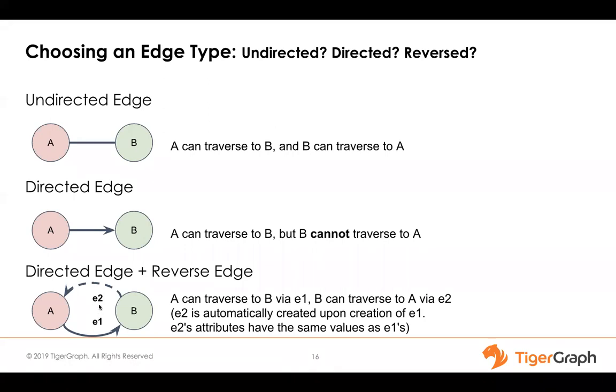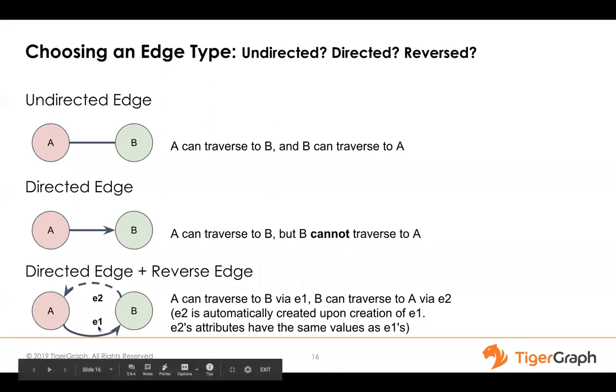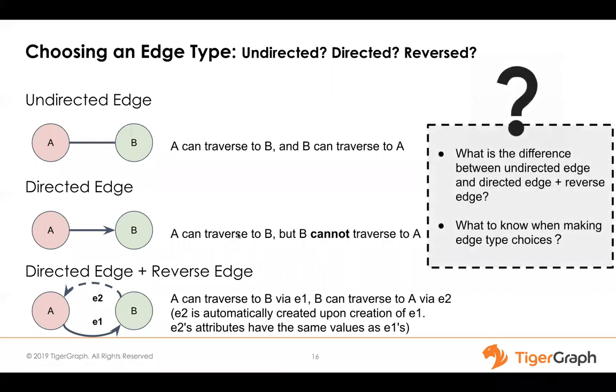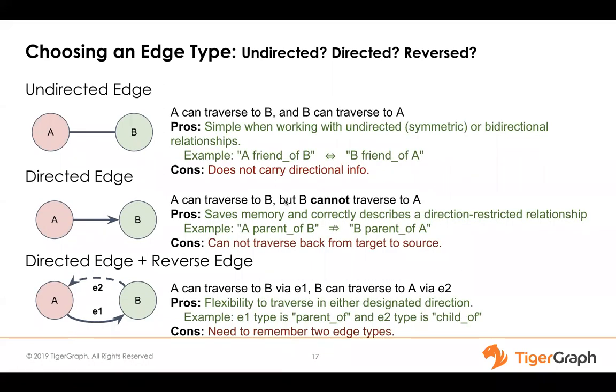So E2 is created automatically when we populate the edge E1, right? So these are the three choices. Okay, so how do we make the decision? Each choice has its own pros and cons, right?